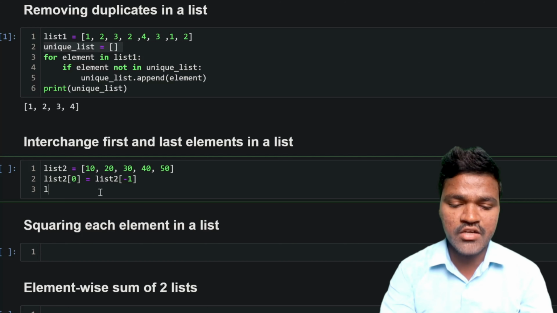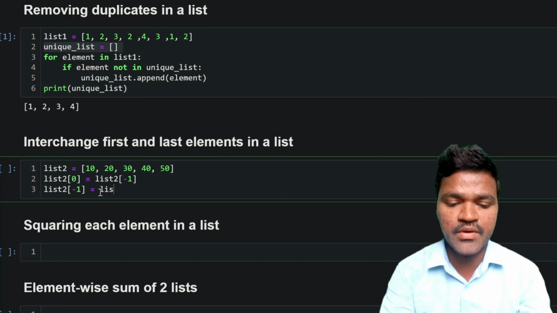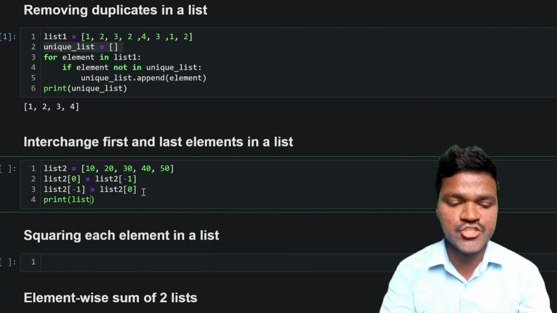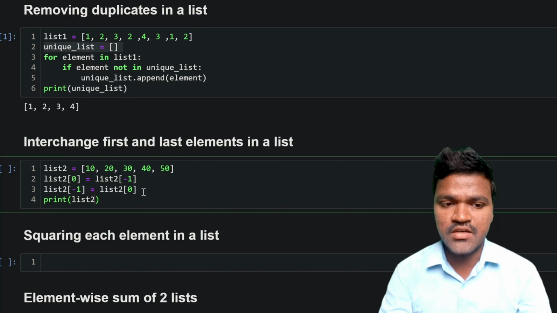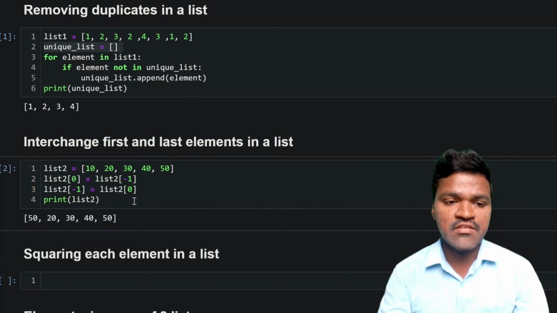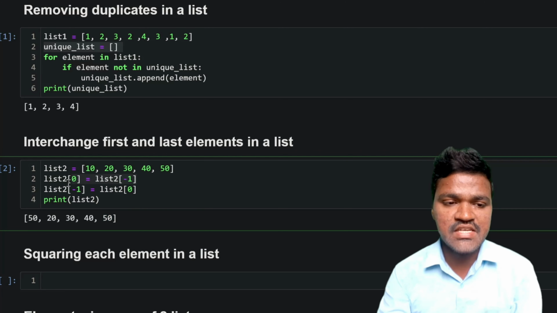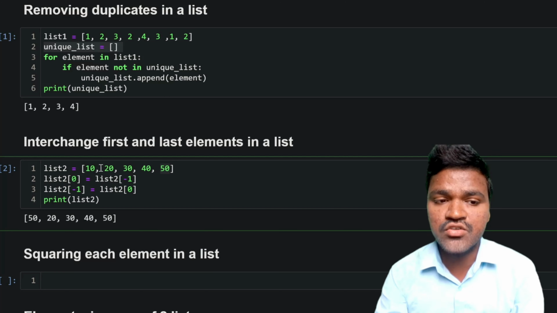After that, what you may do is take this particular last element and replace the last element with the first element. Then, if I print this particular list 2, this is the wrong method. If I execute this, we can see that 50 is getting repeated at the beginning and at the end. Why it is happening is that you are first taking this particular last element, which is 50, and adding that element to the first index, which is nothing but the 0th index.